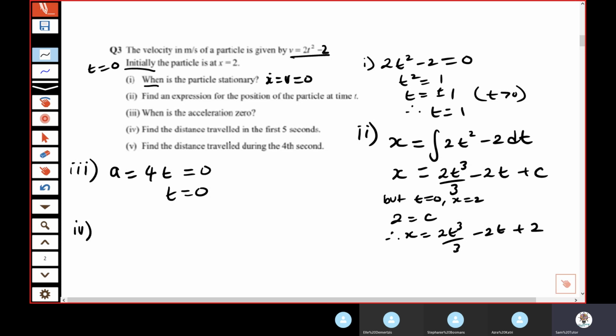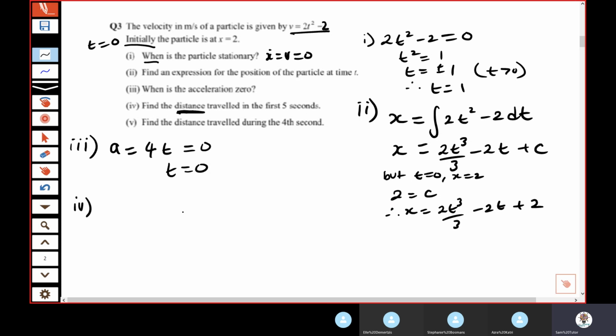Part four: find the distance traveled in the first 5 seconds. When you're trying to find distance, what you've got to watch out for is when the particle is at rest. The reason why you've got to watch out for where it's at rest, I'm going to do this, let me think about it.